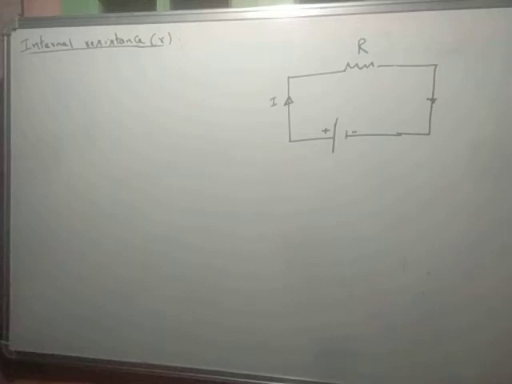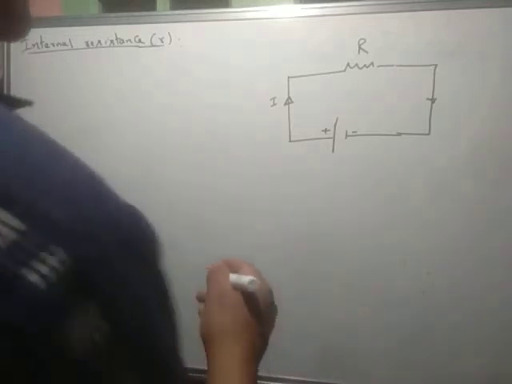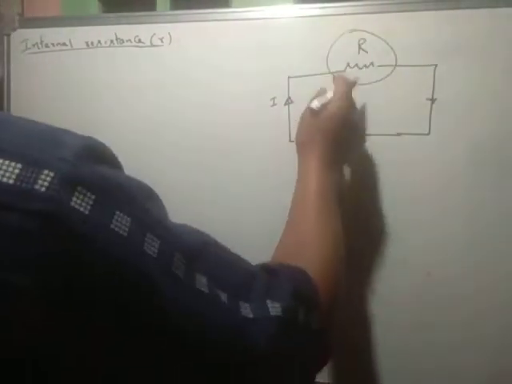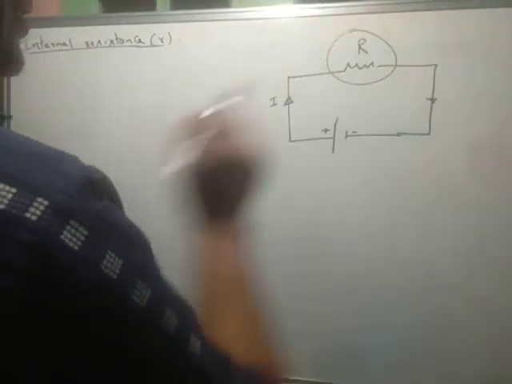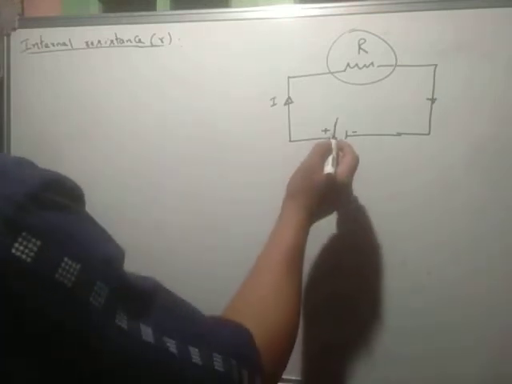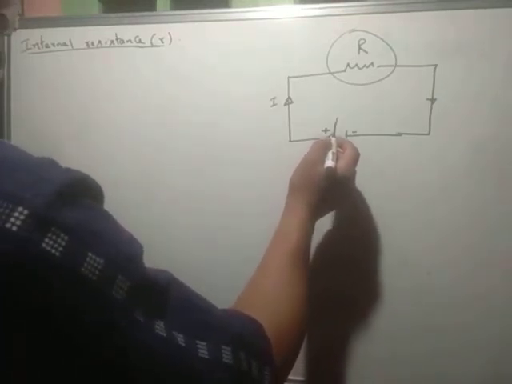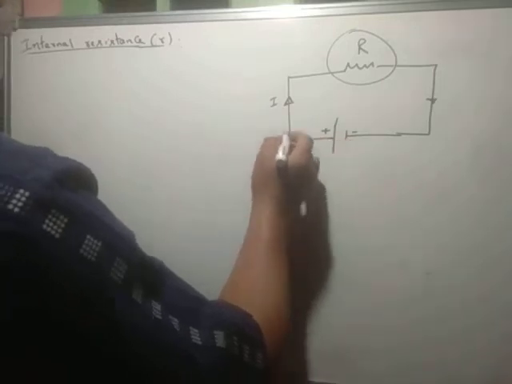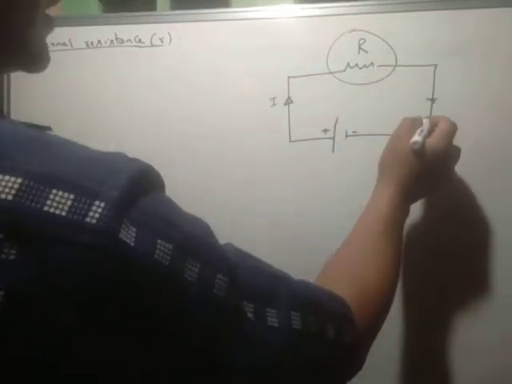Okay student, in this video we shall see a new topic, and this topic is about the internal resistance of a cell. So we all know that when a resistance of a conductor is connected to a cell like this, then the current flows through the resistance from the positive terminal of the cell to the negative terminal of the cell.